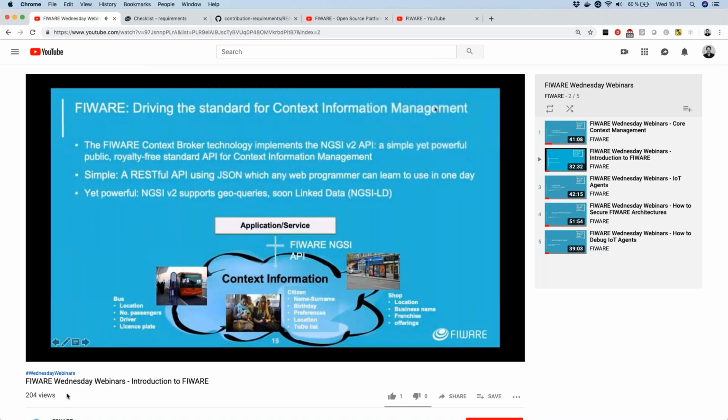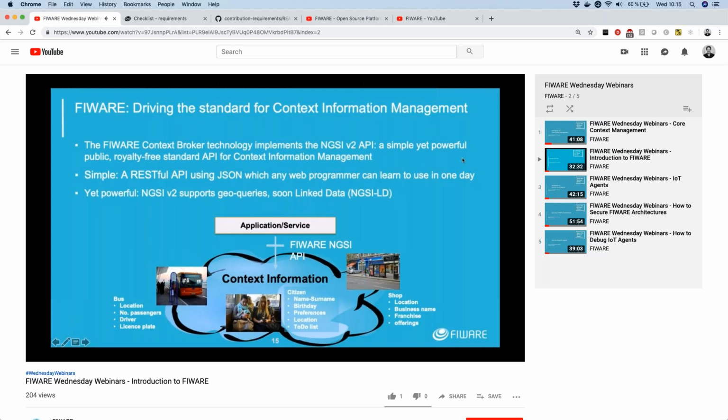So, FIWARE, what are we? FIWARE is promoting a public royalty-free standard for context information management. This is a simple REST API. This is NGSI v2, which I've mentioned already. And obviously with the v2, you can see that there was a v1. This is once again defining what the terms are in a little bit more detail.